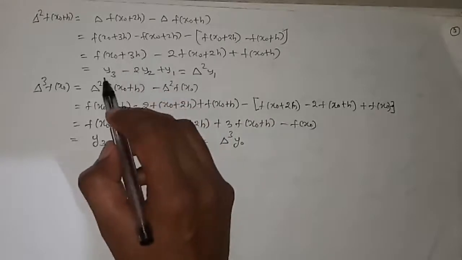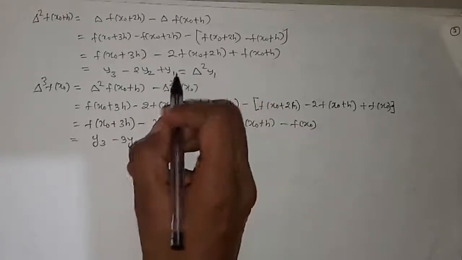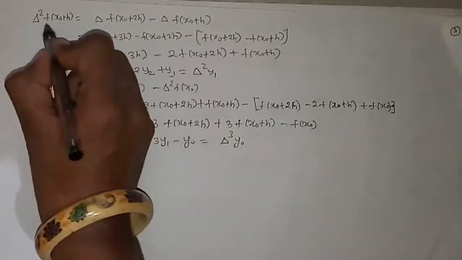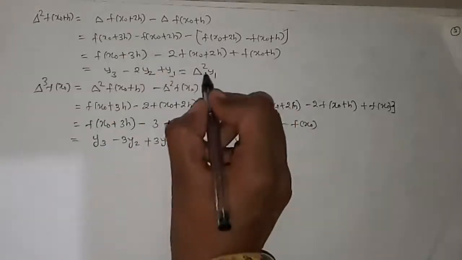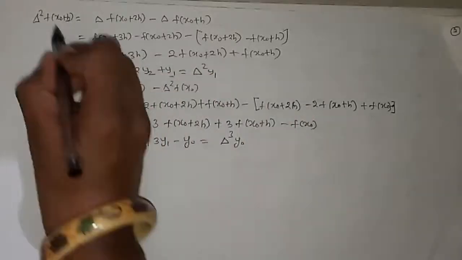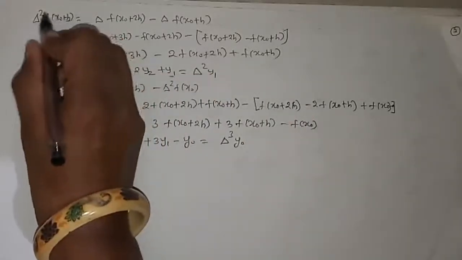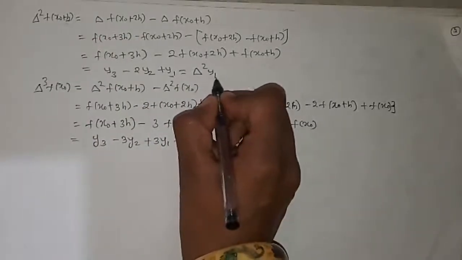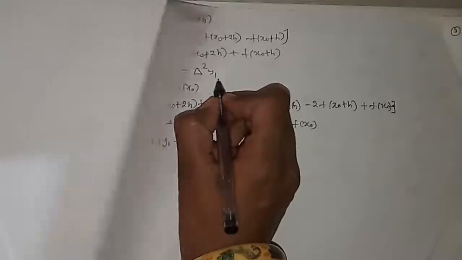See, this is y3, this is y2, and this is y1. Again, as my last value is y1, or you can say this is delta square f of x naught plus h, so this is nothing but delta square y1. You can remember this from here. So this is f of x naught plus h, and we are giving this entry the name y1. So this is my delta square y1.